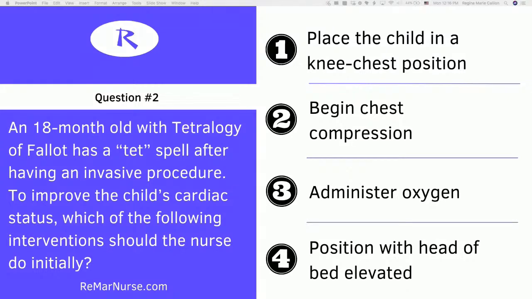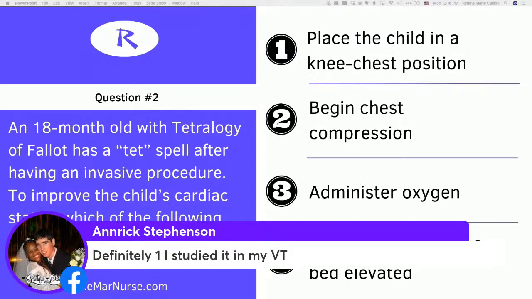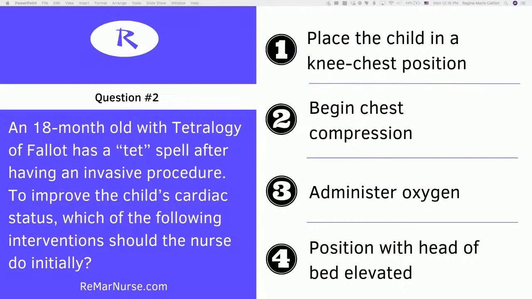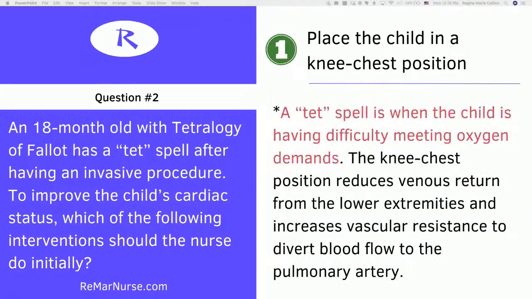Okay. I love a good comment, and that's a good one right there. And then also administer oxygen and or position with the head of the bed elevated. And you must know this. I see a lot of you are picking definitely the right answer. So the correct answer is going to be number one, placing the child in a knee-chest position.